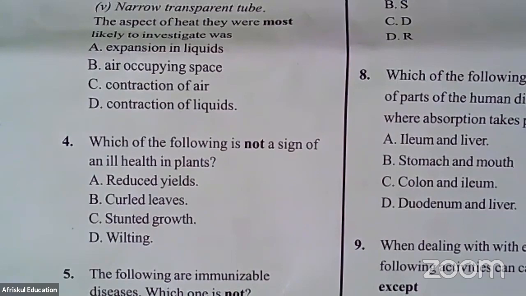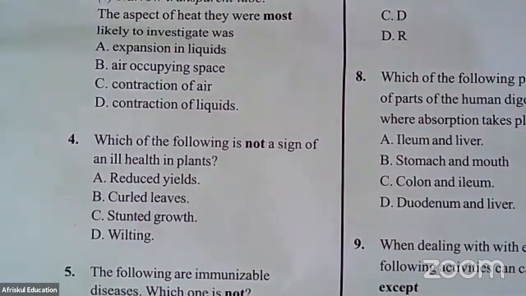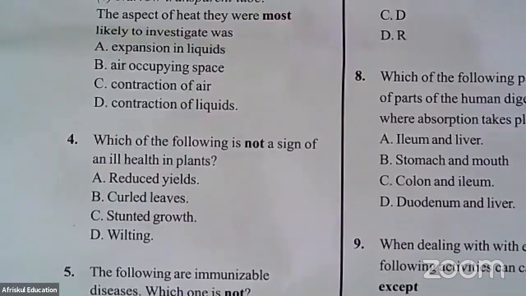Yes, let me help you, Kinoti. The curled leaves are also folded leaves. When the leaves are curled, it shows that there's something lacking, maybe water. But look at choice A, reduced yields. Reduced yields is not a sign. It is an effect. We say the signs include stunted growth, curled leaves, wilting, spots and streaks, malformations and distortions, discoloration. But when it came to the effects, we talked about reduced yields.